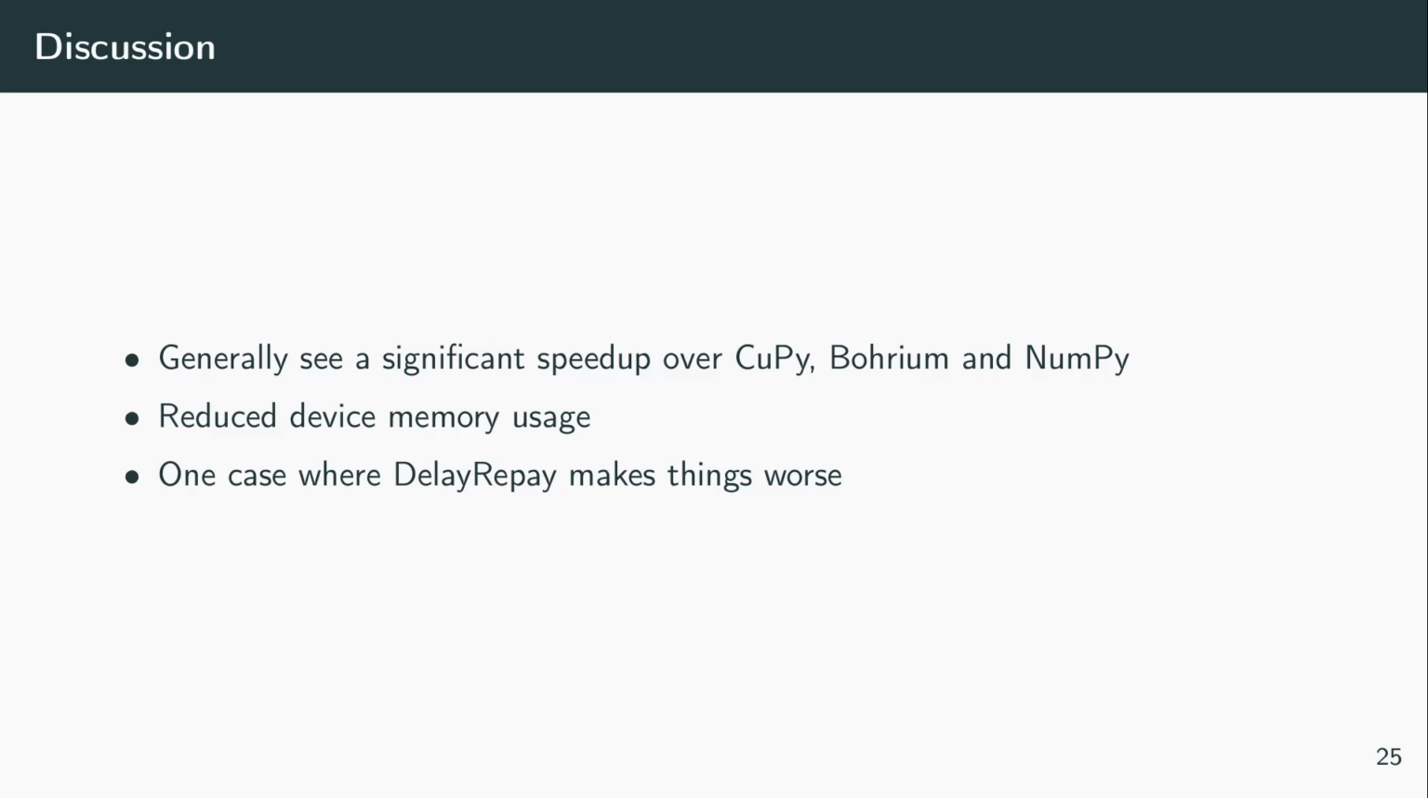Okay, so we generally see a significant speedup for DelayRepay over CuPy, Bohrium, and NumPy, along with reduced device memory usage. We have one case, though, where DelayRepay makes things worse. This is a result of a program with many random constants being fed into our system, producing many kernels, one for each random input. In contrast, CuPy will only produce one kernel in this situation, whereas we might produce thousands. So the compilation costs here are enough to offset any benefits from fusion or from any other optimizations we do. But overall, DelayRepay performs very well.